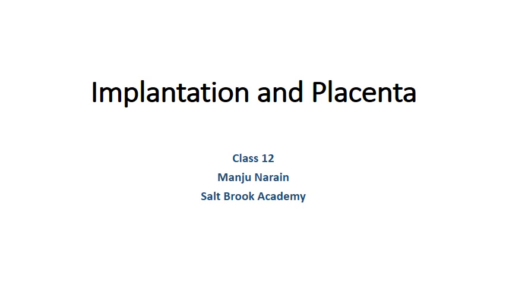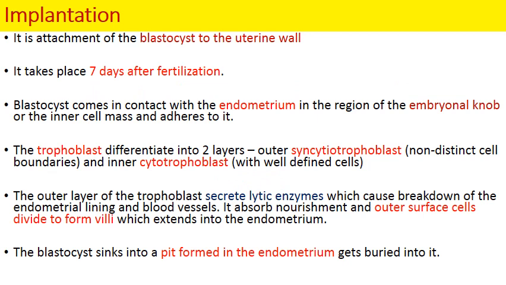The next part of this chapter is implantation and placenta. Now, what is implantation? Implantation is the attachment of the blastocyst to the uterine wall, which takes place 7 days after fertilization. If you recall, the blastocyst, when it reaches the uterus, is surrounded by zona pellucida, and that zona pellucida prevents it from sticking to the fallopian tube and to the uterus.